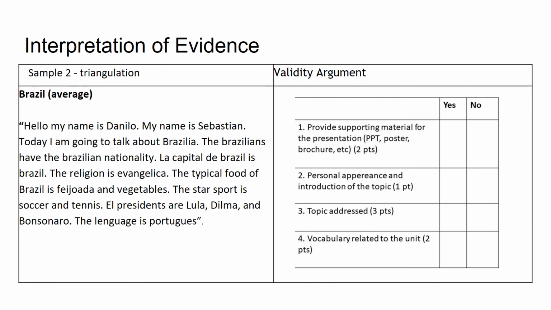But if we go extremely technical with this presentation and look at the criteria provided by the checklist, they did provide supporting material for the presentation. The personal appearance and the introduction of the topic were also addressed. They addressed the topic, they talk about the country. The only thing here is the vocabulary related to the unit. So even though this presentation was marked as average, the checklist is not providing enough supporting evidence to say that the evidence provided by the students matches the actual checklist.